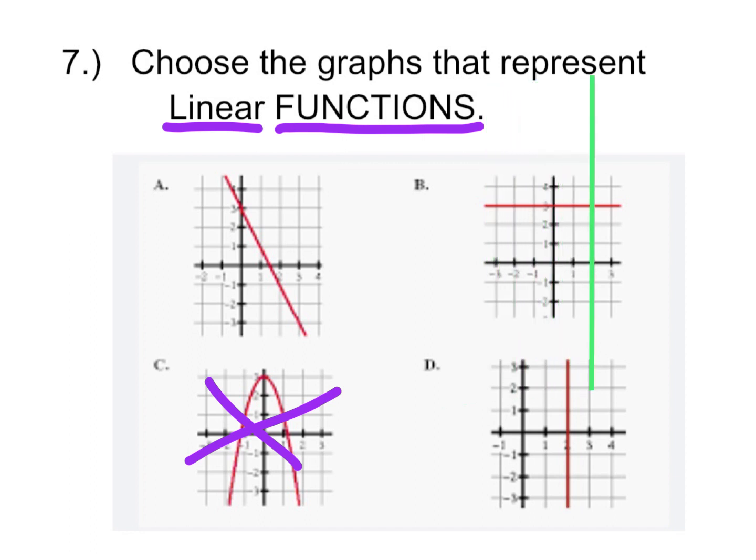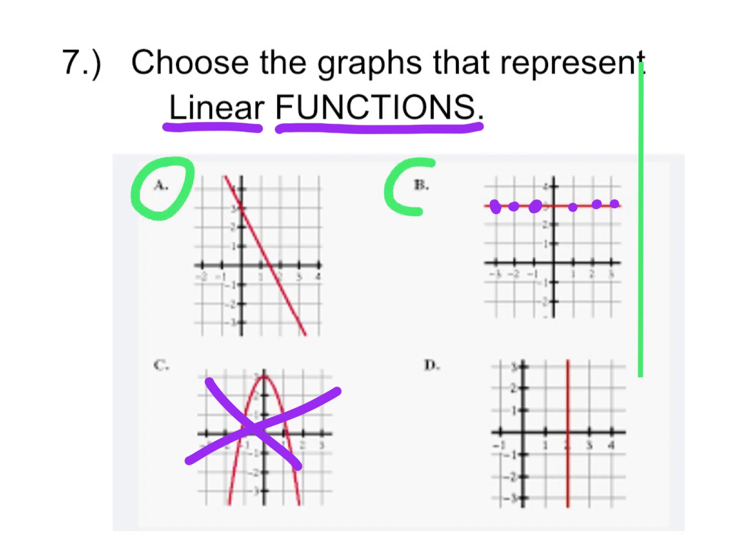Letter B, even though it has a zero slope, is still a function. Every input has exactly one output. For example, -1 pairs with 3, -2 pairs with 3, -3 pairs with 3, and so on, going across the positive values. So when I move this line across, every input has exactly one output. So letter B is also a function. So I'm going to say A is a function. I'm going to choose that one and choose B.